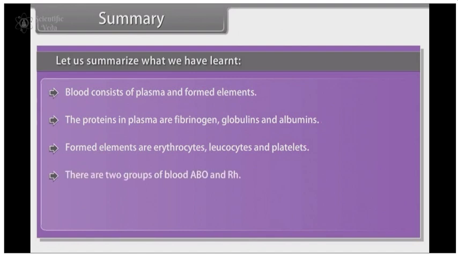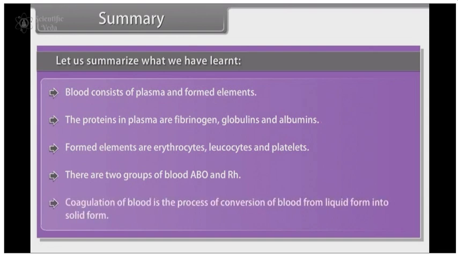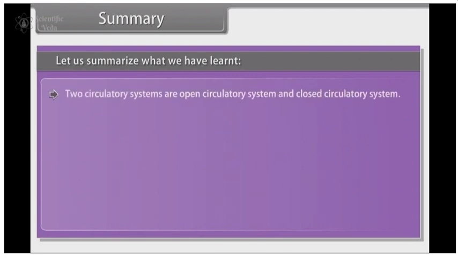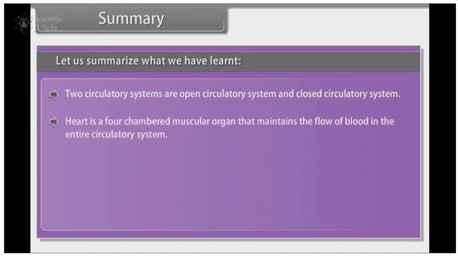There are two groups of blood, ABO and RH. Coagulation of blood is the process of conversion of blood from liquid form into solid form. Two circulatory systems are open circulatory system and closed circulatory system. Heart is a four-chambered muscular organ that maintains the flow of blood in the entire circulatory system.